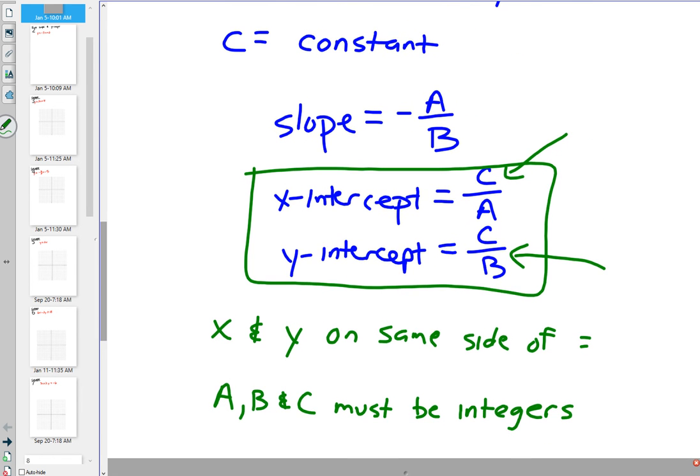When we talk about what makes a function be in standard form, x and y are on the same side of the equal sign. This is the only form that has x and y both on the same side. There are no parentheses, and a, b, and c must be integers. If you don't know what an integer is, it's just not a decimal, not a fraction. That would be the best way I could explain it.